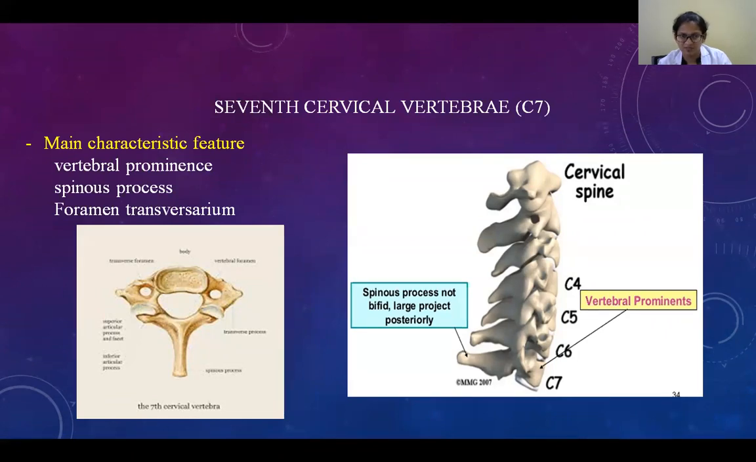These are the main characteristic features of the seventh cervical vertebra. Mainly the vertebral prominence is formed by the spinous process. Here the spinous process is long and thick, and the spinous process is not bifid.